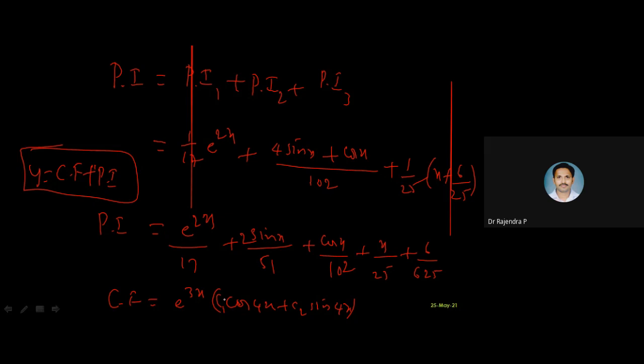I hope you understood all these three cases. Now I will take simple things and you tell me directly. I want to write it up and you also work it out from your side. I want the complementary function for d cube y by dx cube plus d square y by dx square minus 4 dy by dx minus 4y is equal to 3 e power x.